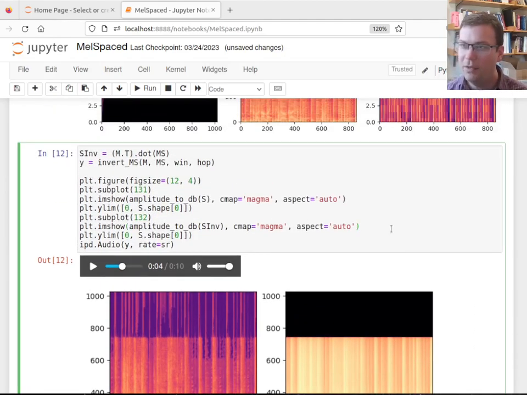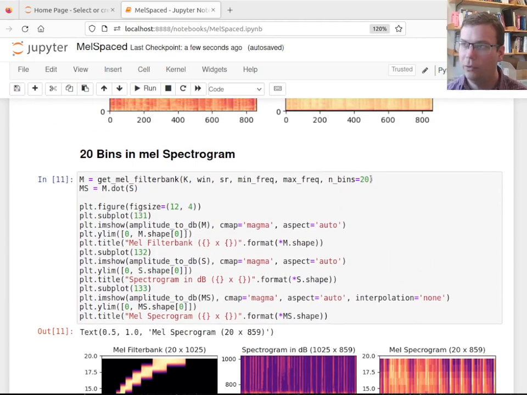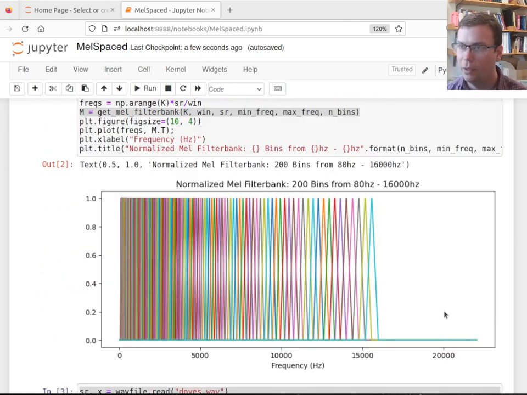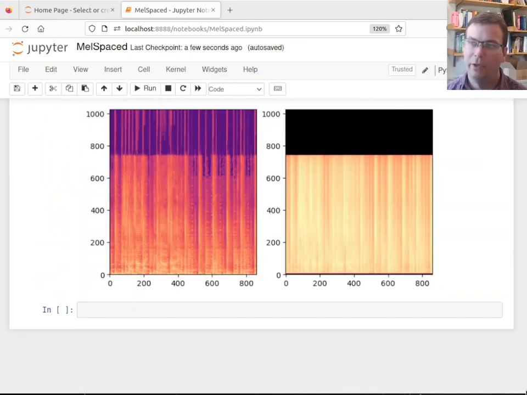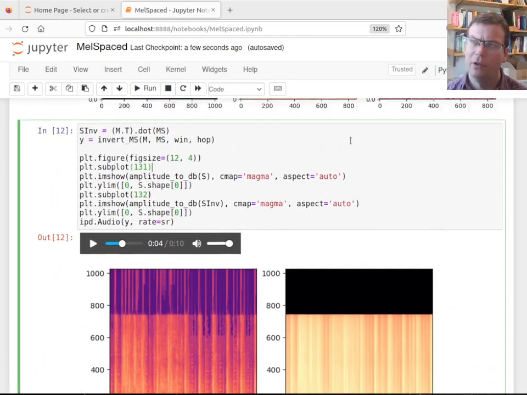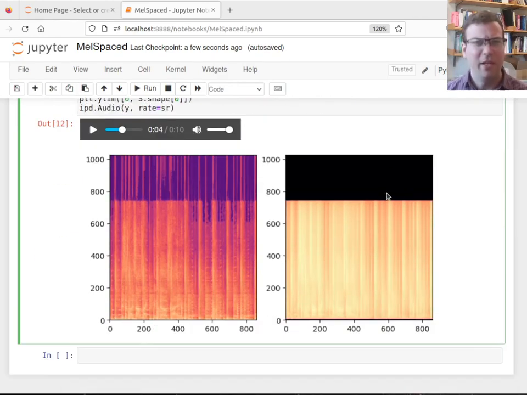But yeah, that's kind of amazing because here I'm only using 20 numbers. Whereas the short-time Fourier transform that I was using had a window length of 2048, so actually over 1,000 non-redundant numbers. So this is a compression factor of 50 times, actually. So with 2% of the information that I had before, I'm able to still make out the vocals.